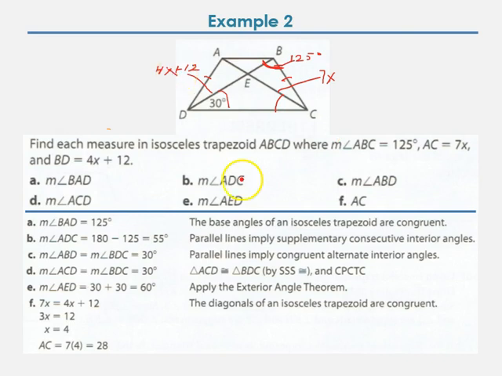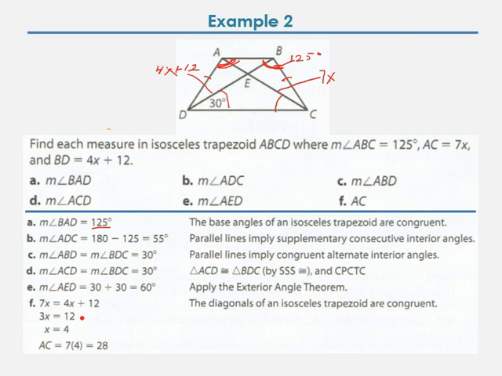Now, what do we know about these isosceles trapezoids? Well, those diagonals are congruent. We just learned 3 properties in the last 3 theorems. So, we're going to find the measure of angle BAD. Well, these 2 angles right here are congruent. So BAD would be 125. That is because base angles of an isosceles trapezoid are congruent.